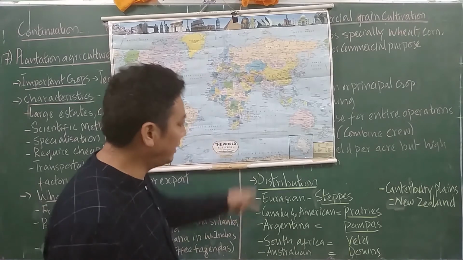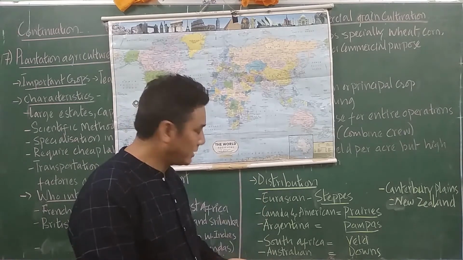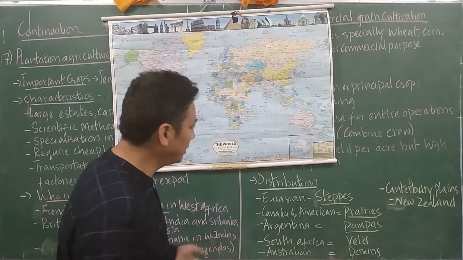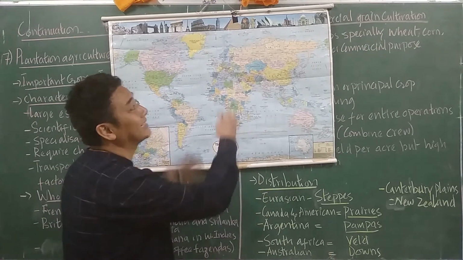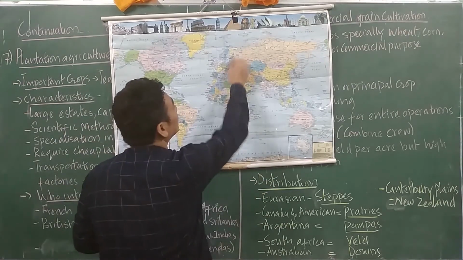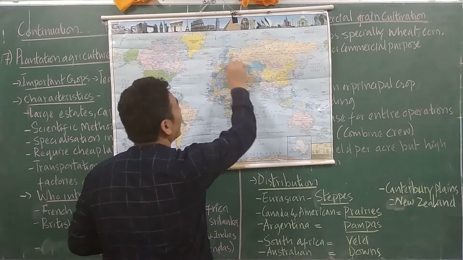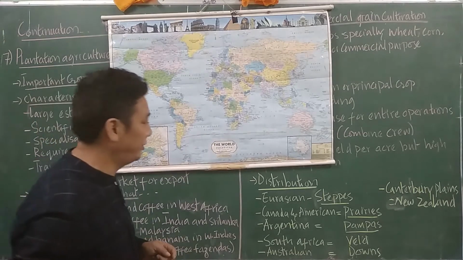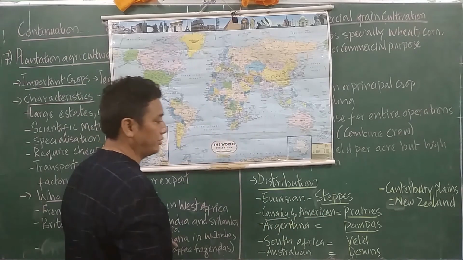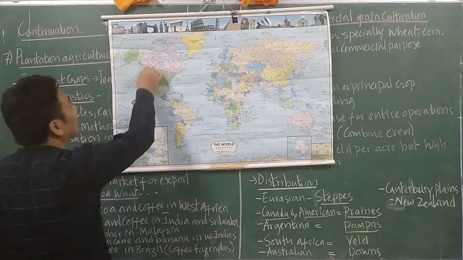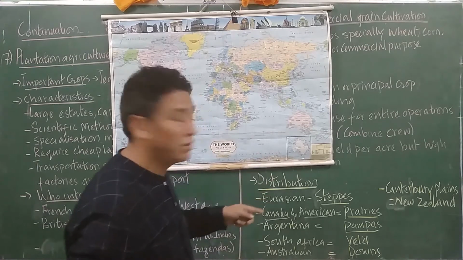I will try to locate these areas on the map, because this is very important; most of the time they ask these questions in the examination. For example, the steppes are the grassland area of extensive commercial farming of Europe and Asia. This is Europe, this is Asia. These areas have large extensive commercial farming, known as the steppes. In America, extensive commercial grain cultivation is known as the Prairies. This is Canada and this is the United States of America. In these areas you will find a lot of extensive commercial grain cultivation.